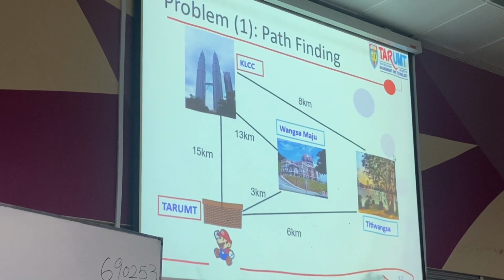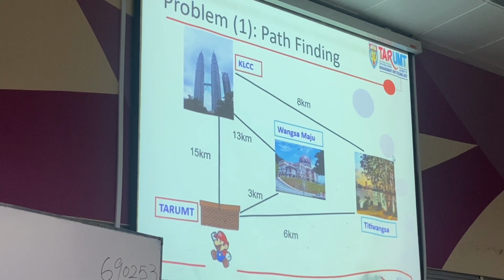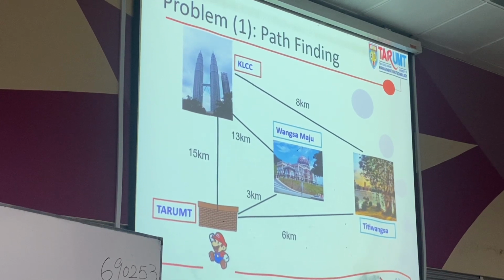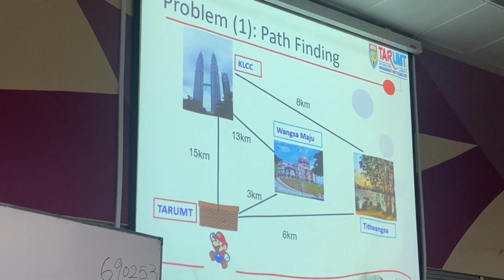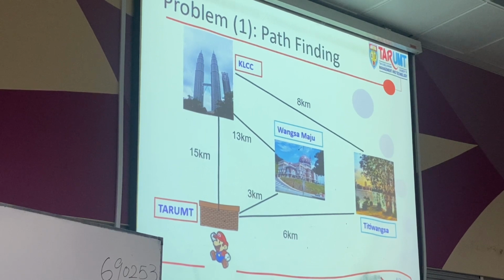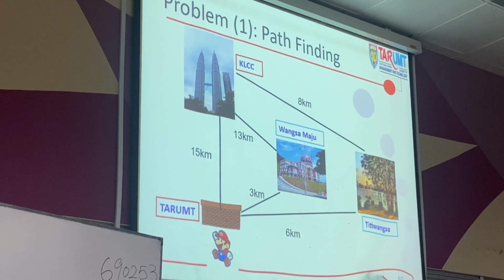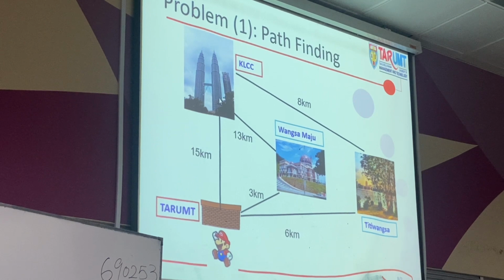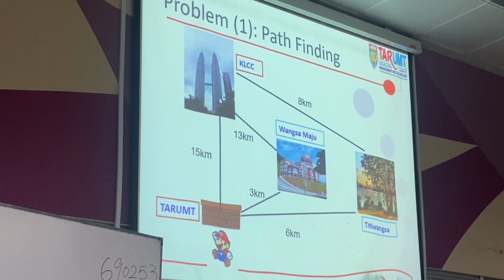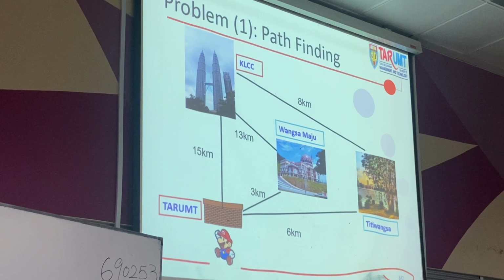So we have this map here. We have Thai UMT. You can go to KLCC. You can go to Wangsa Maju. Thai UMT can go to DD Wangsa also. Then eventually from Wangsa Maju and DD Wangsa, you can reach KLCC. So there are three paths to reach KLCC from Thai UMT.